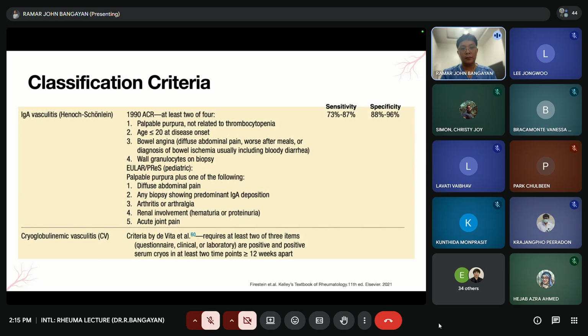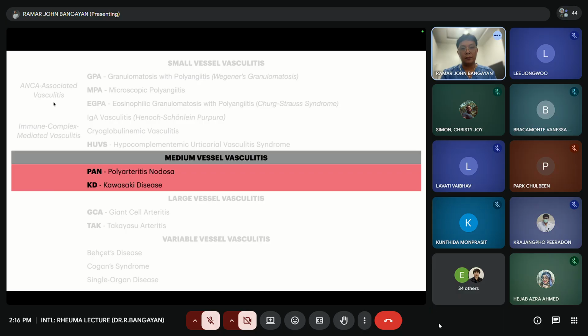So here's the classification criteria for IgA vasculitis and cryoglobulinemic vasculitis, which are immune complex deposition vasculitis in your small vessels. Questions? Because we've just discussed all the small vessel vasculitis. So we have ANCA-associated, we have immune complex mediated. Question? None po, Doc. Okay, so let's move on to discussing medium vessel vasculitis.